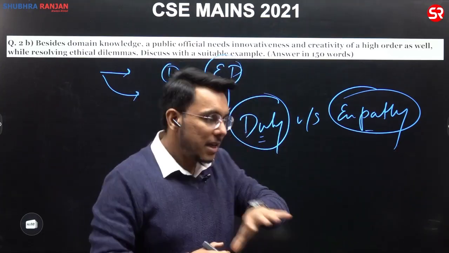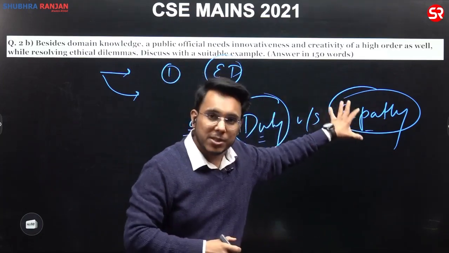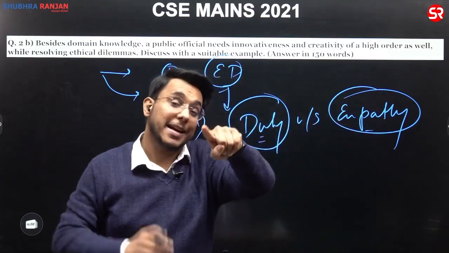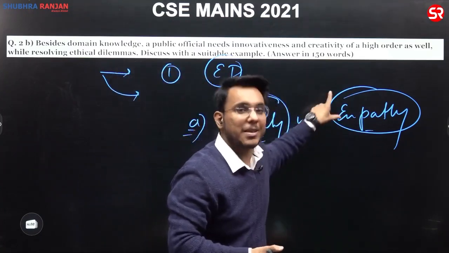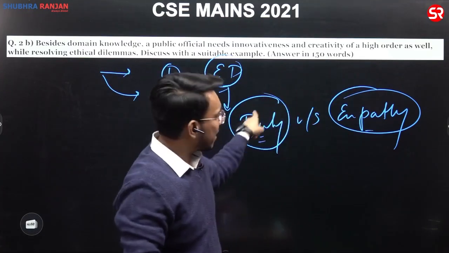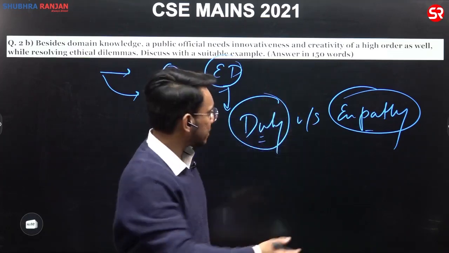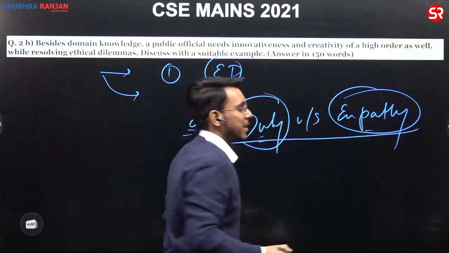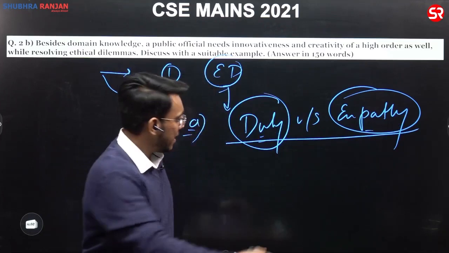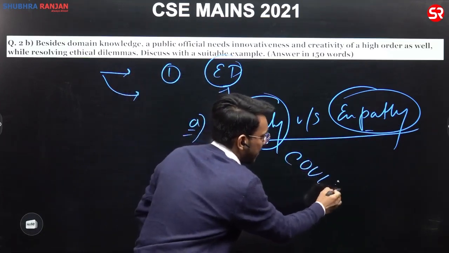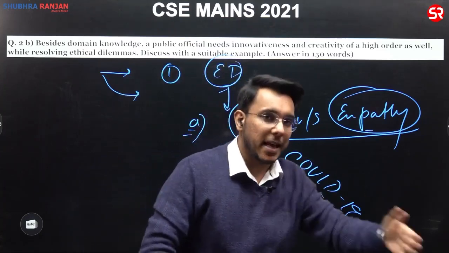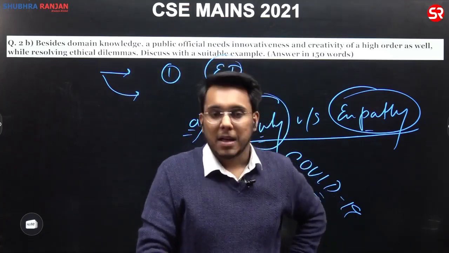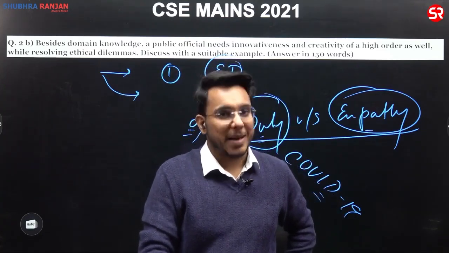Now, this dilemma of duty and empathy was felt in the times of COVID-19. See, it is very necessary to give an example. In itself, duty versus empathy is a moral dilemma. It is an example. But one more example we can give within it, of how this duty versus empathy dilemma was faced. In the times of COVID-19, what happened? In the times of COVID-19, particularly the second wave that came in the months of April and May, a large number of children lost their parents.